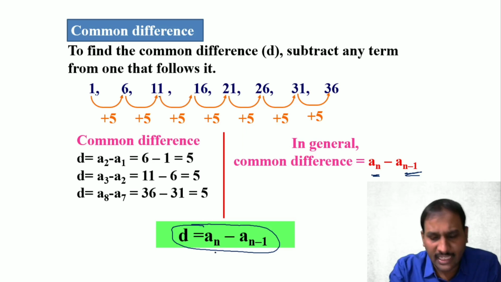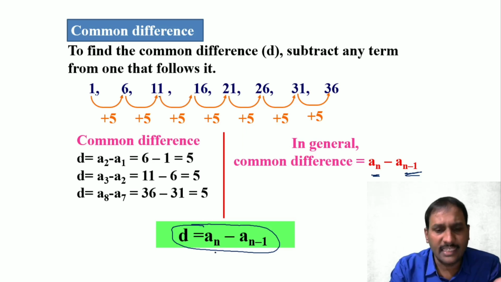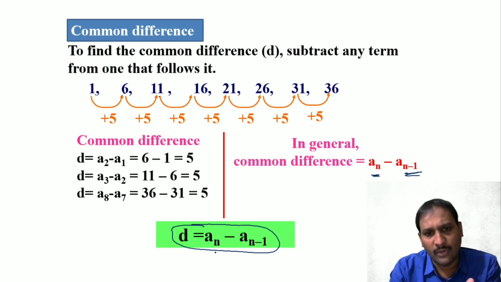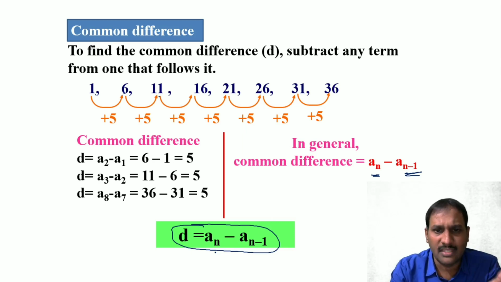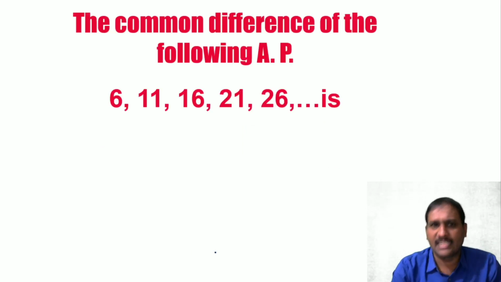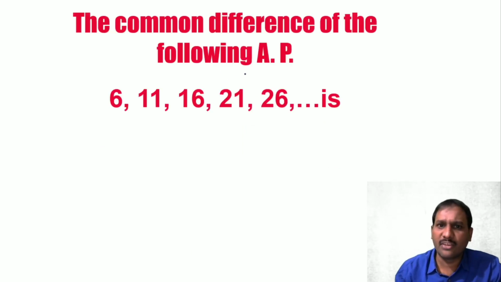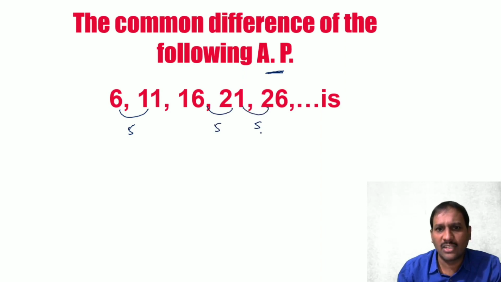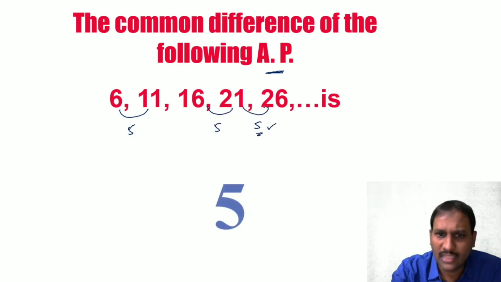Okay, so if d is constant, that is, d is the same between any two consecutive terms, then it is called an arithmetic sequence. Now let us have some examples here. The common difference of the following AP, arithmetic progression. So it is 11 minus 6, that is 5, or 21 minus 16, that is 5, 26 minus 21, that is 5. Therefore the answer is 5.